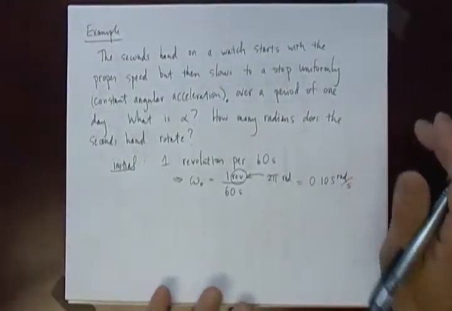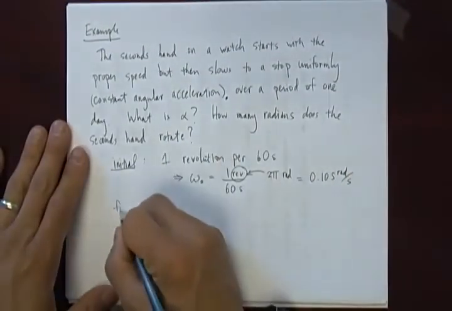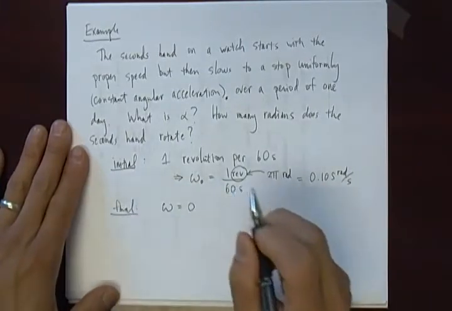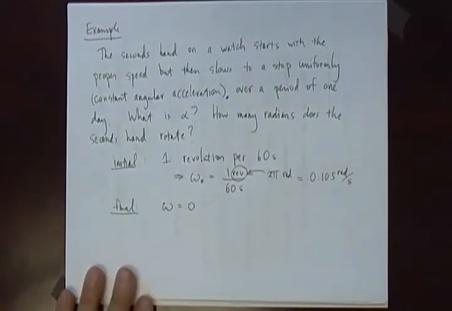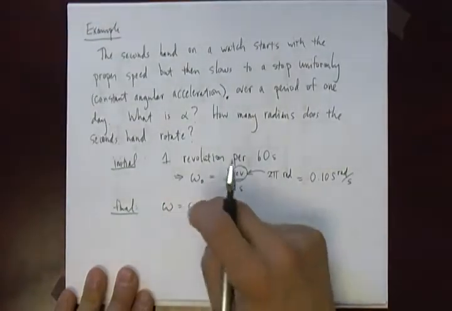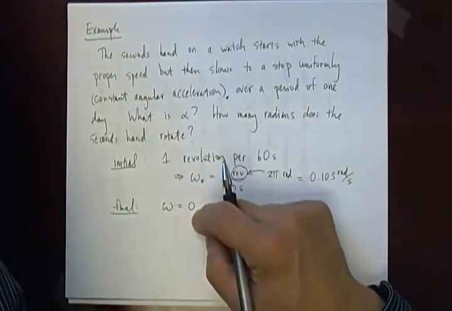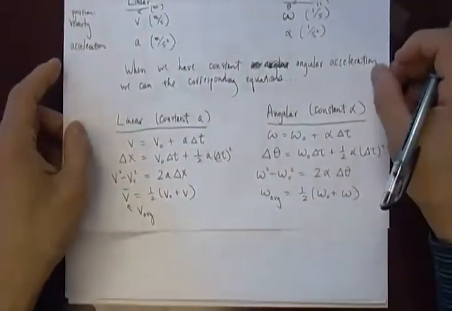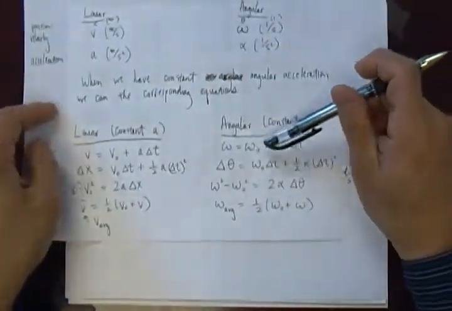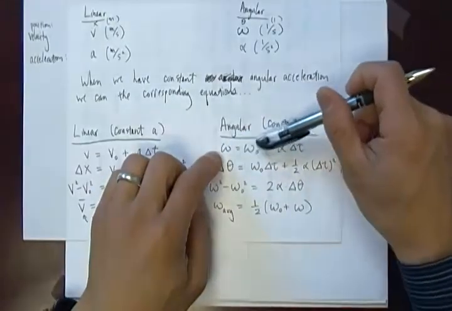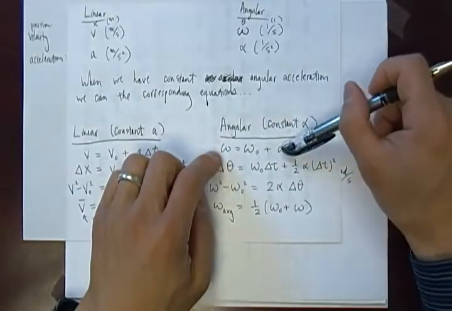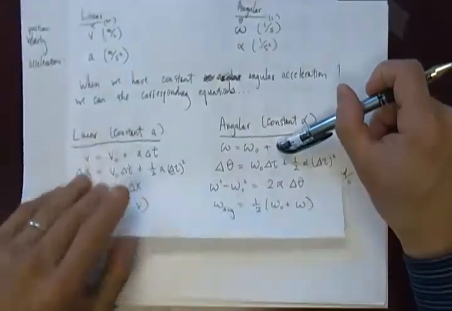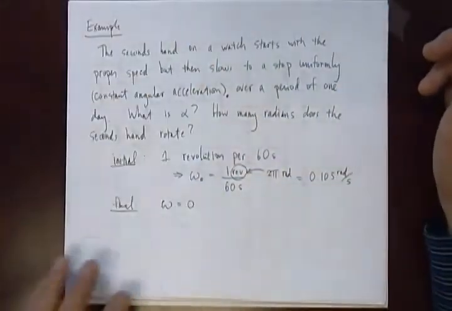The next thing to note is what the final situation is. The final situation is that the second hand is not moving. Now, from this, we know we have omega naught, we have omega. We can go back to our list of equations and try to figure out alpha. So we have these equations here. It looks like this one will help us. We know omega naught, we know delta t, and we can solve for alpha.